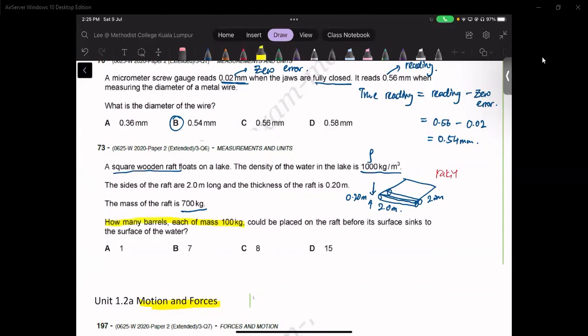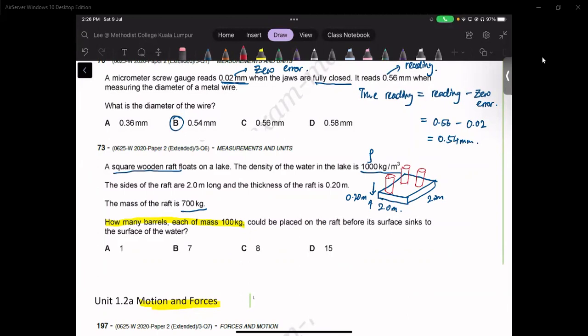Let me think about it. What information do I need to find? This is my raft. I'm going to put some barrels on top. Each barrel is 100 kg. How many barrels can I put before it starts to sink?